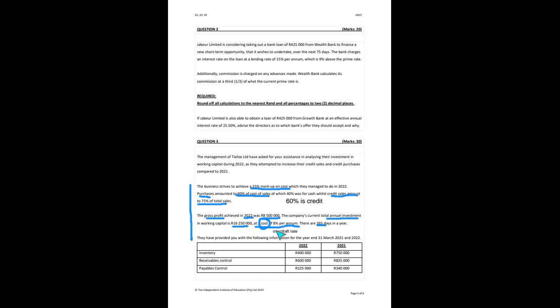So very carefully go through all of this. In order to calculate inventory days, you need to calculate your cost of sales rand value for the year. In order to calculate your receivables control, you need to calculate your credit sales for the year. In order to calculate your payables control, you also have to calculate your credit purchases for the year. They have given you all the information you need to do that, but they've spread it around with all of these clues. The only rand value they've given you is your gross profit figure, and the rest they've given you in terms of percentages. Are you guys with me? Do you see what you've got to do?